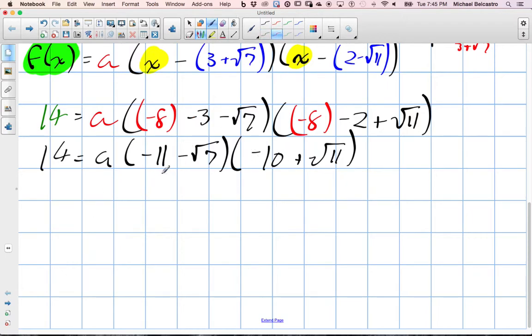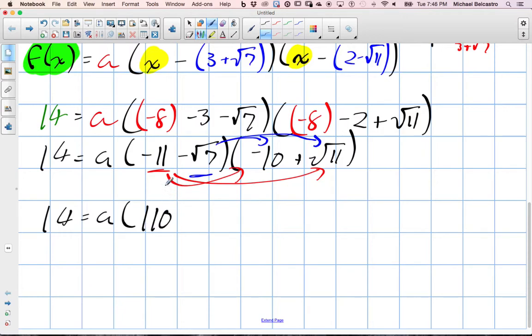So this is where you use your FOIL. Think of it like these two terms. Okay. So we got to take this one and multiply it by both, and we got to take this value and multiply it by both. So we get 14 is equal to A. Okay. So negative 11 times negative 10 is going to be 110 positive. Yeah, we have 110. Then negative 11 times positive root 11, we can't quite simplify, so we'll get negative 11 root 11.